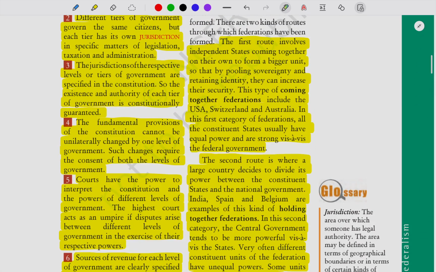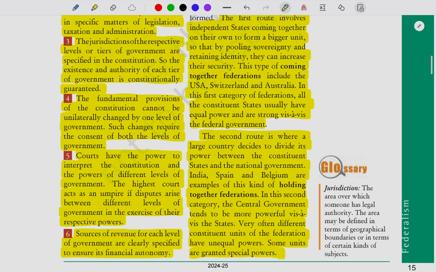So from this two questions may come. One, differentiate between coming together federations and holding together federations. So in this you can write how they are formed. In the first one, independent states come together to pool their sovereignty and have more security, basically, and they still retain their identity. The second one, the holding together federations, is one state that divides to share its power among different states and the national government.